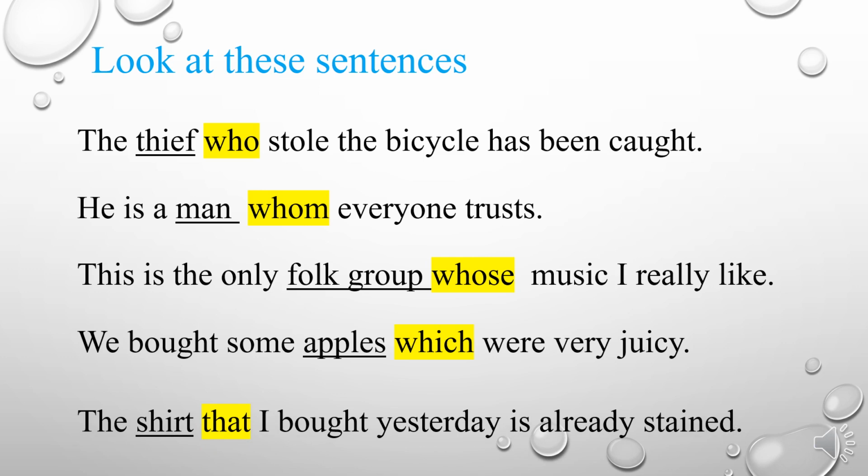Students, do you know what is the purpose of using these highlighted words in these sentences? They are referring to the noun that is mentioned in the sentence to make it clear what we are talking about. So in these sentences, these words are referring to the noun, just like who is referring to the thief, whom is used for man, whose is pointing to folk group, which is used for apples, and that is referring to shirt. We call all these highlighted words relative pronouns, and this is our today's topic.